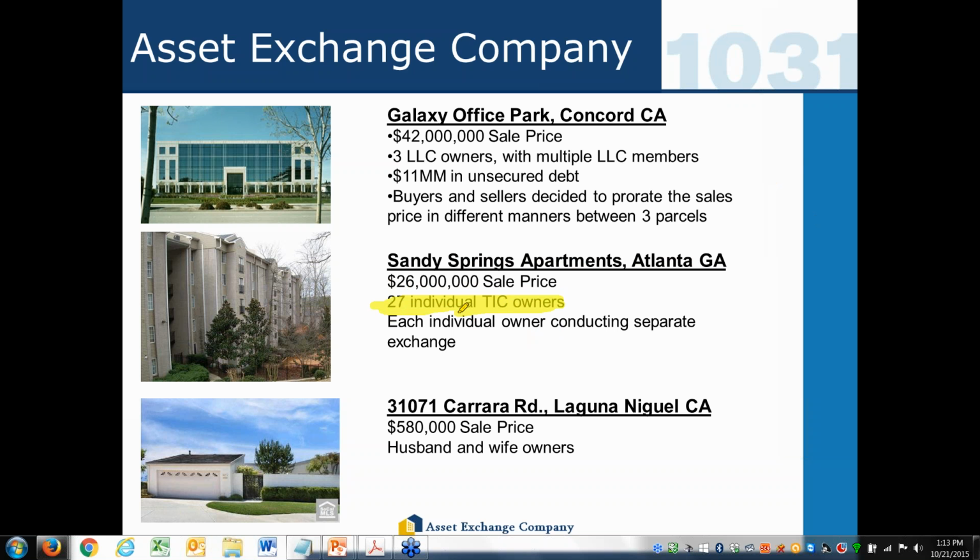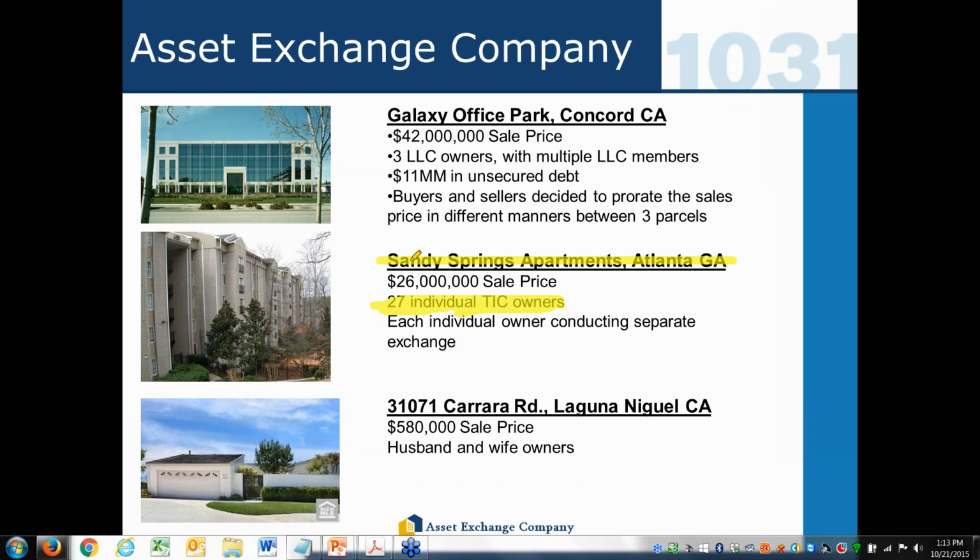And one of the very important things about the exchange process is that the IRS has what we call a same taxpayer requirement. What that means is the taxpayer who sells the property can be the exchanger, and that same taxpayer has to buy replacement property to complete an exchange. So you have a taxpayer selling, and in exchange, you need that same taxpayer to buy. Now let's take a look at this Sandy Springs building.